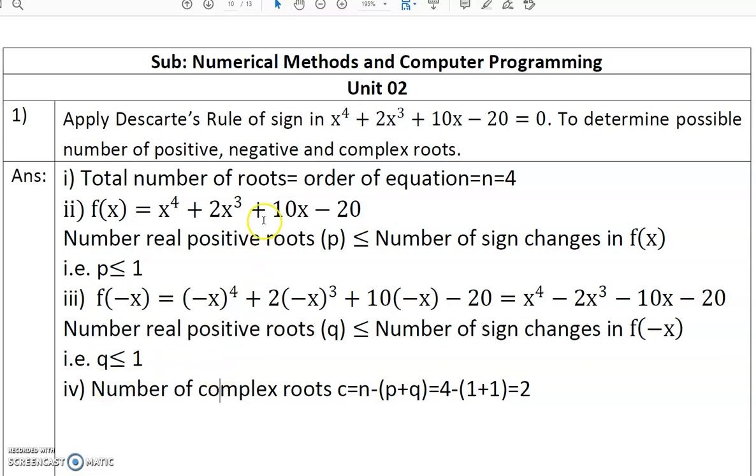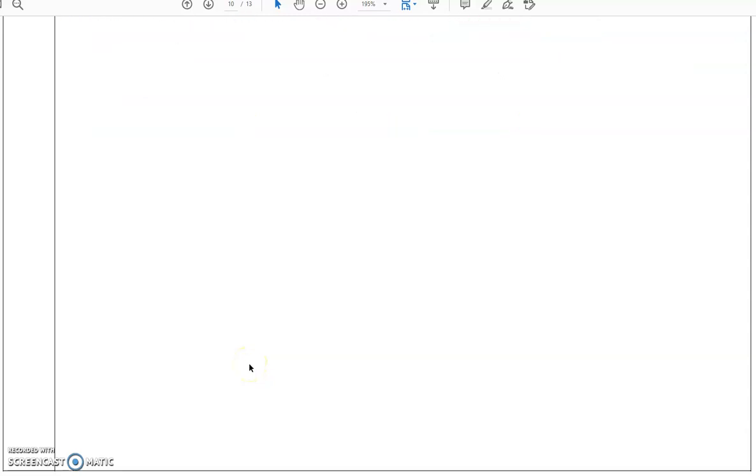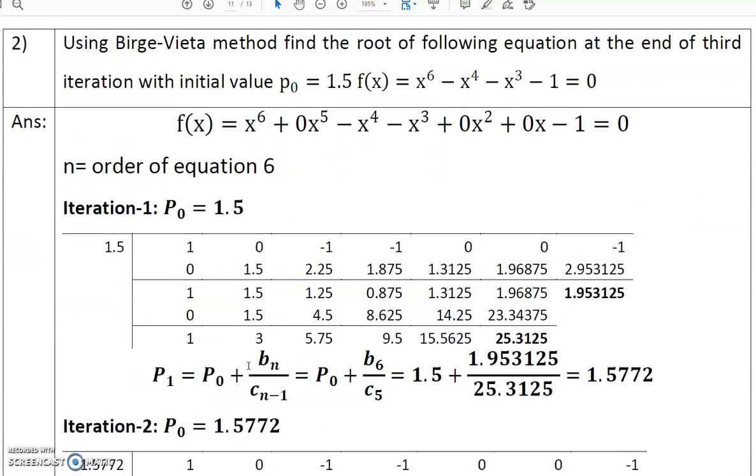So how many complex roots are there? Obviously the total number of roots is 4, the maximum possible positive roots is 1, and the maximum possible negative roots is 1. Hence the total number of complex roots is the number of roots minus the number of possible positive roots plus the number of possible negative roots. So 4 minus (1 plus 1) gives the number of complex roots for this equation as 2.